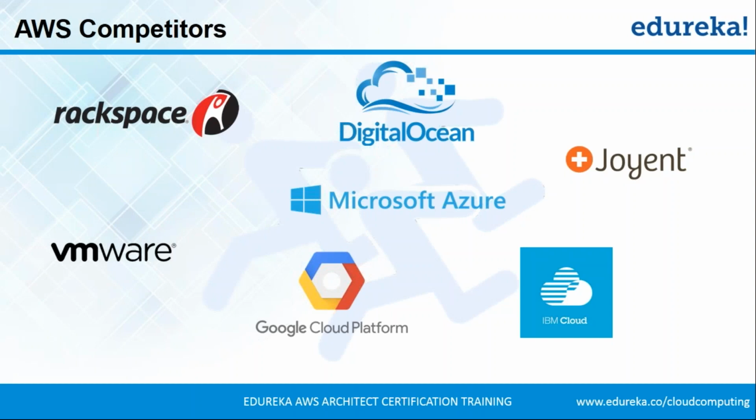You have Rackspace, you have DigitalOcean, you have Joyent, you have Microsoft Azure, you have Google Cloud Platform, VMware, IBM Cloud, right? So all these competitors are closely aligned with AWS's success path. Now, AWS would be very modest if they say they are closely aligned with their growth, because AWS is leading by a very large number. What number? Let's look at that.